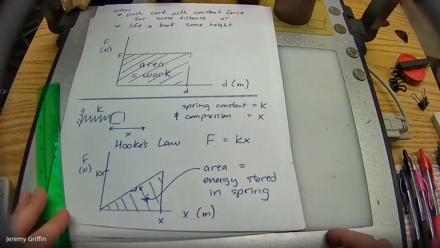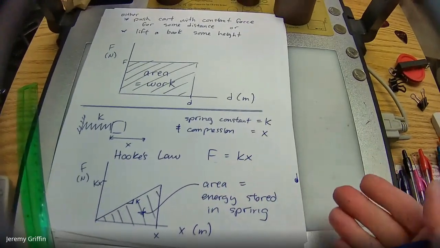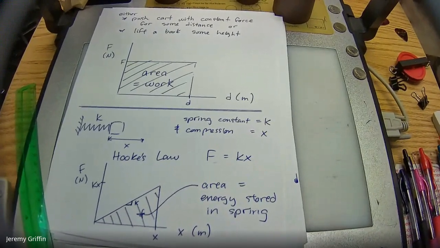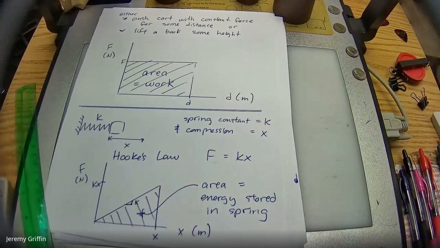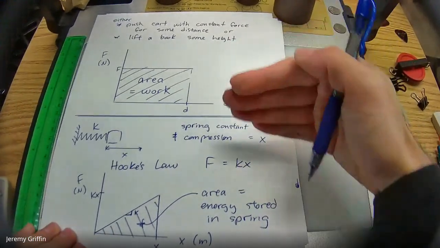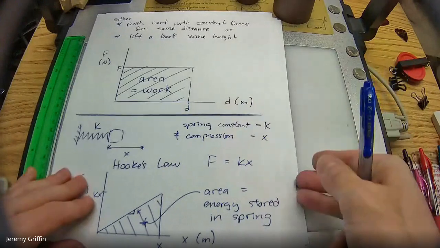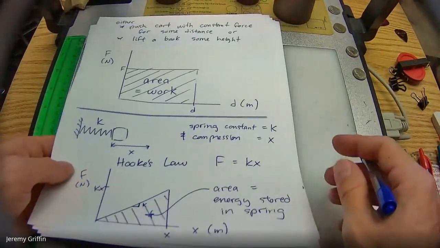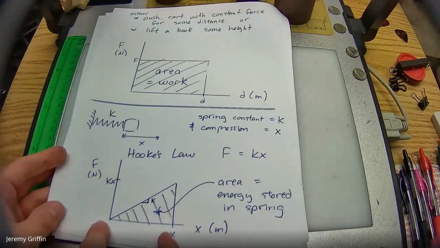Tell you, or equivalently, it's the work done to compress it to that distance in the first place. Okay. Is that all right? So that's a graphical approach, compared next to just the traditional force times distance, right? Because this is a variable force now. Okay, so the base of this triangle is x.